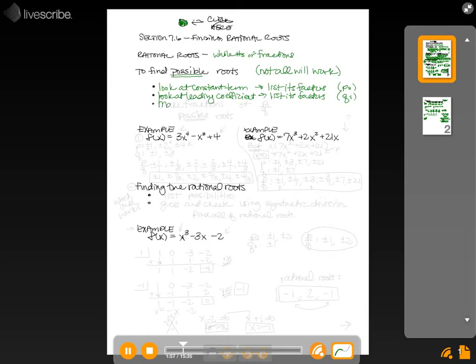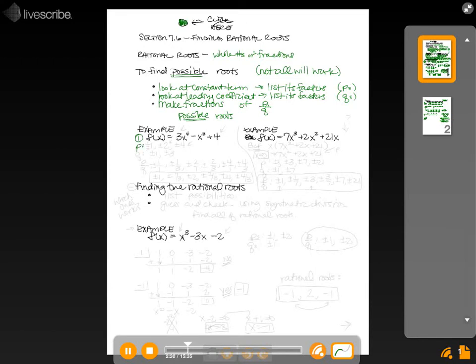And the last step is to make fractions of p over q. Any fraction that you come up with, and you need to reduce them if you can, are possible roots to the problem, possible rational roots. We've got two examples here. First one is f of x equals 3x to the fourth minus x cubed plus 4.